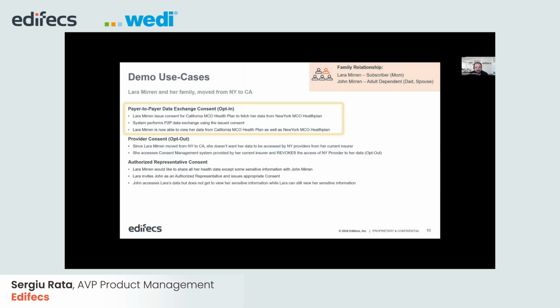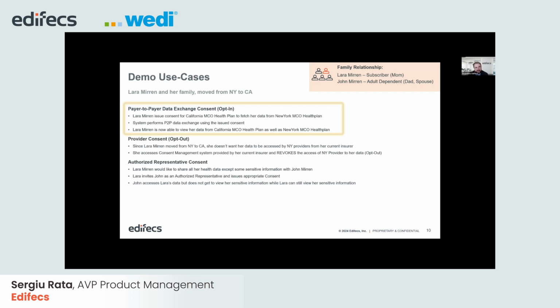And there is John Miran, who is the adult dependent, the spouse. And they just moved from New York to California. So in the first scenario, I would like to present how Lara can manage the pair-to-pair consent, the opt-in clause of the CMS 57 rule.